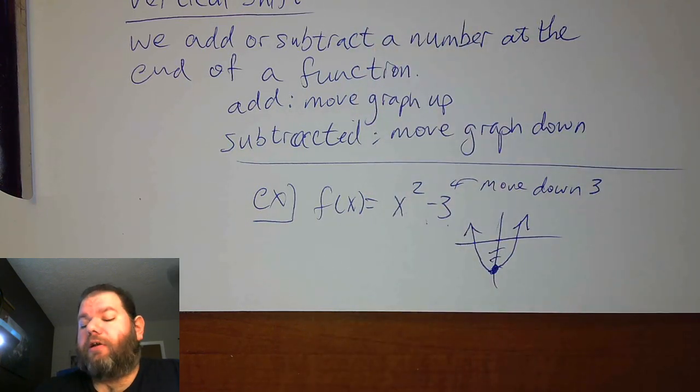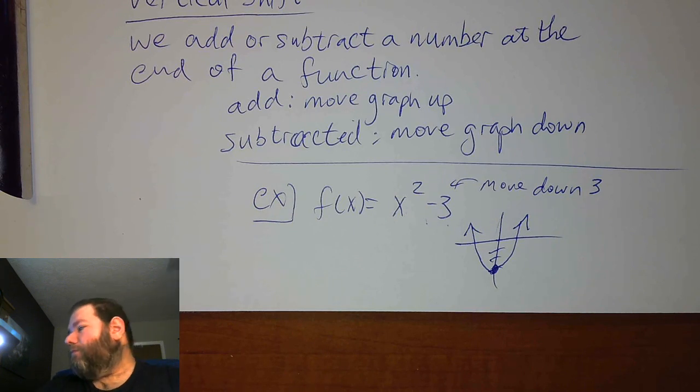Okay, and that's what it means when we have a vertical shift: the general shape of the curve or the function is identical. We're just shifting where it is in the plane, like we're taking the whole object and moving it up, or the whole object and moving it down. Okay.